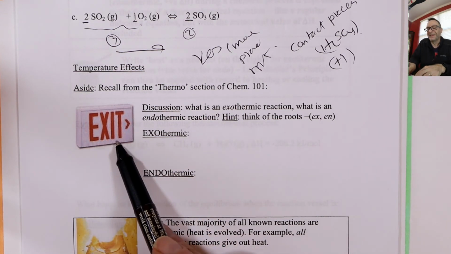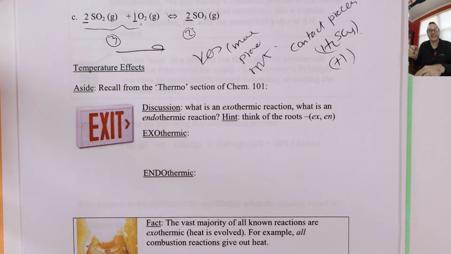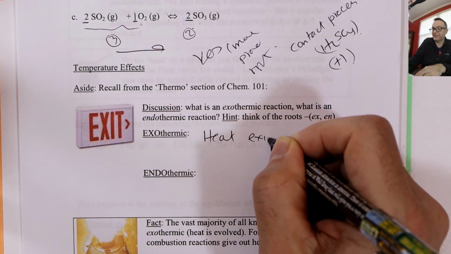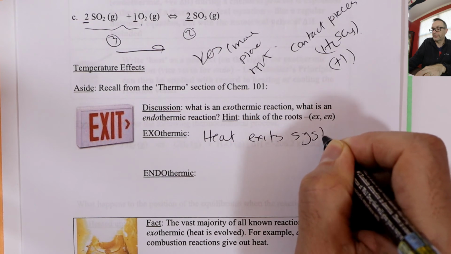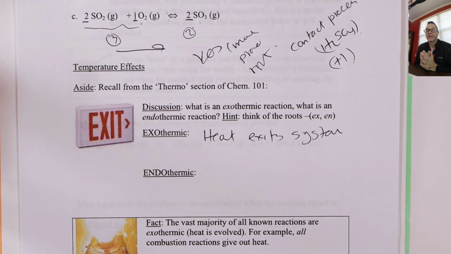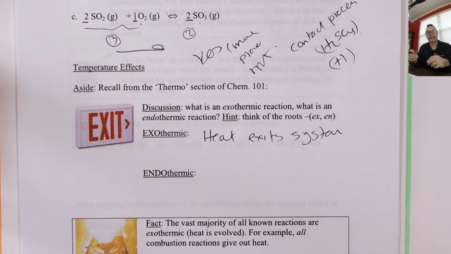So here's the word exit. Exit, leave. So exothermic and endothermic. Exothermic reactions, which 99% of reactions are: heat comes out. So exothermic, heat exits the system: beaker, test tube, whatever. This is very important. We're going to think about heat as evolved. It comes out. So you can think about it as a pseudo product.